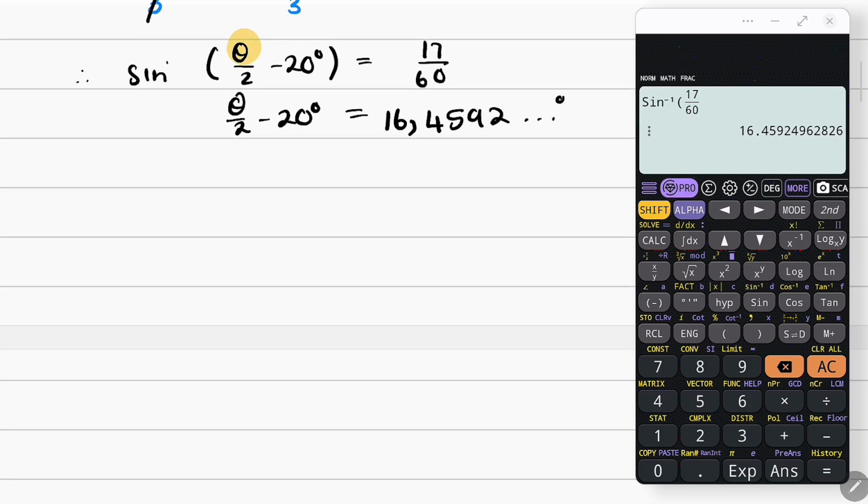Okay, now how do we get to theta? You see that the minus 20 degrees is in the way. So we need to transpose it.